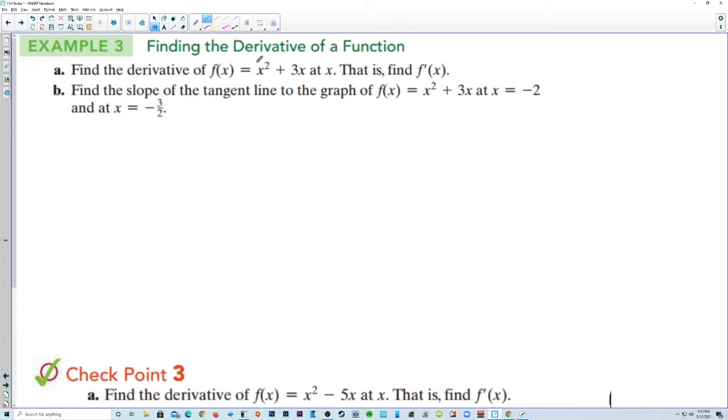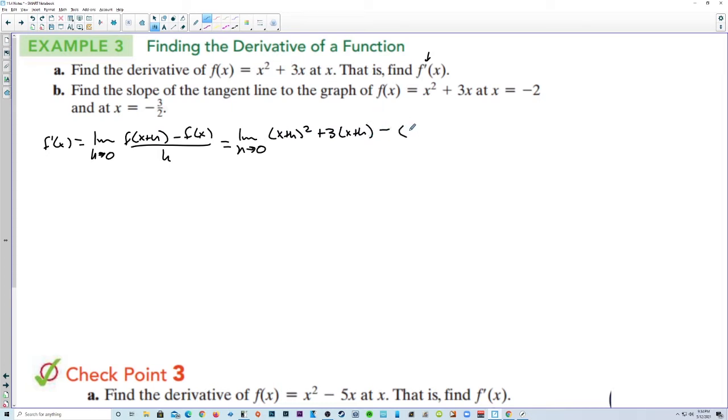Find the derivative of f of x equals x squared plus 3x at x. That is, find what we call f prime of x, or the derivative of f. So f prime of x is going to be equal to the limit as h approaches 0 of f of x plus h minus f of x over h. That's equal to the limit as h approaches 0 of, we're going to plug x plus h in for the x's, x plus h squared plus 3 times x plus h. And we're going to minus, plugging x in for x, x squared plus 3x. We're going to be careful because it's a subtraction, so we're going to subtract the whole thing, over h.